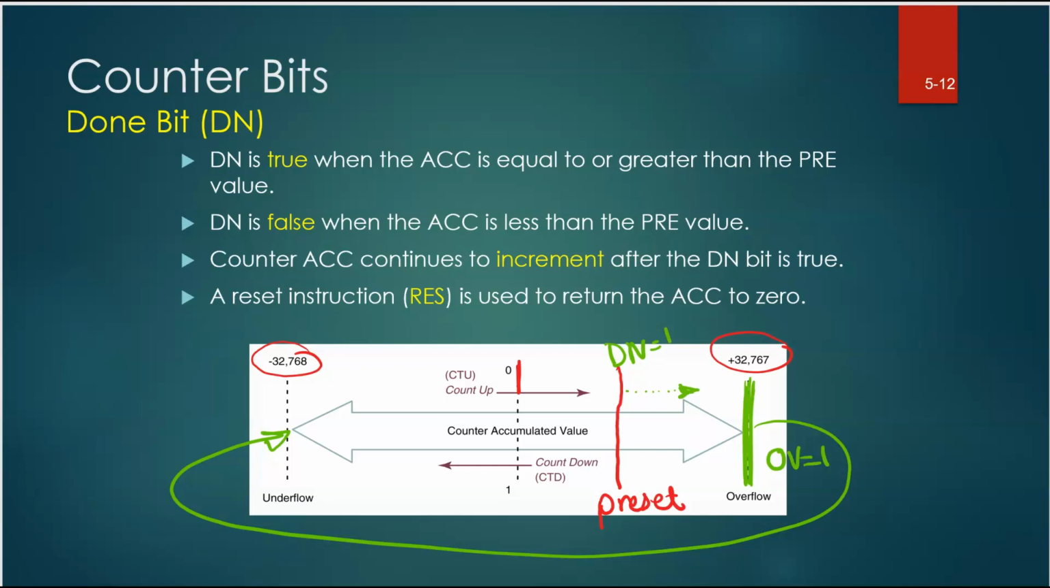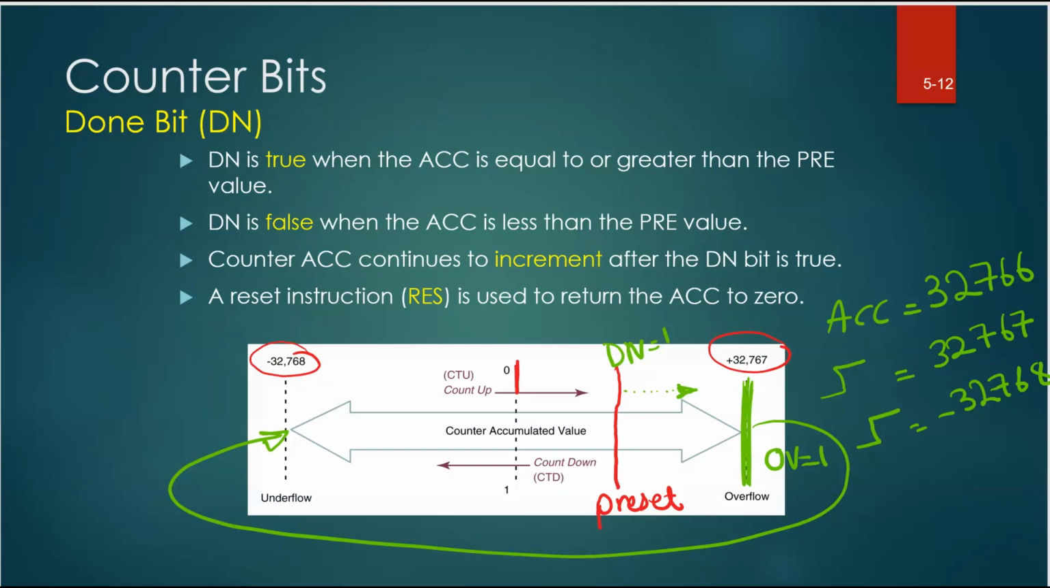So let me show you what exactly happened here. Let's assume that your accumulator is equal to 32,766. The next time that it will see a transition from false to true, your accumulator will change to 32,767. The next time that it detects a transition from 0 to 1, it will increment by 1, meaning going back to the minimum number that you have, or the maximum negative number. So it will change it to minus 32,768.